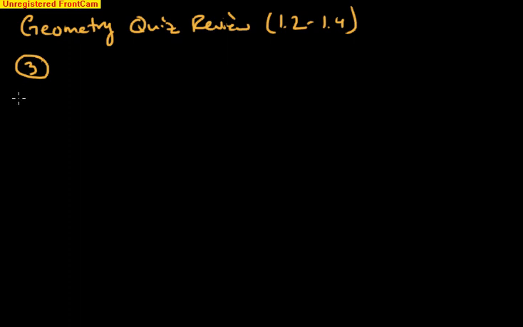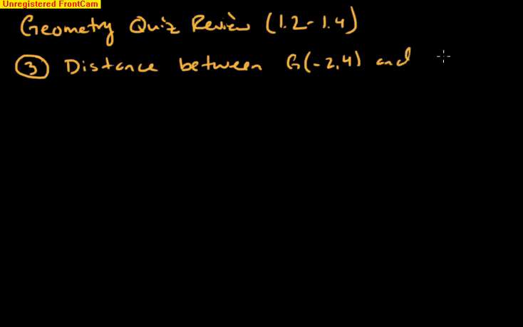Example 3 has to do with the distance formula. We need to find the distance between G, which is a point at (-2, 4), and H, which is a point at (5, 5). That's (5, 5). So let's recall the distance formula. This is something you need to remember.